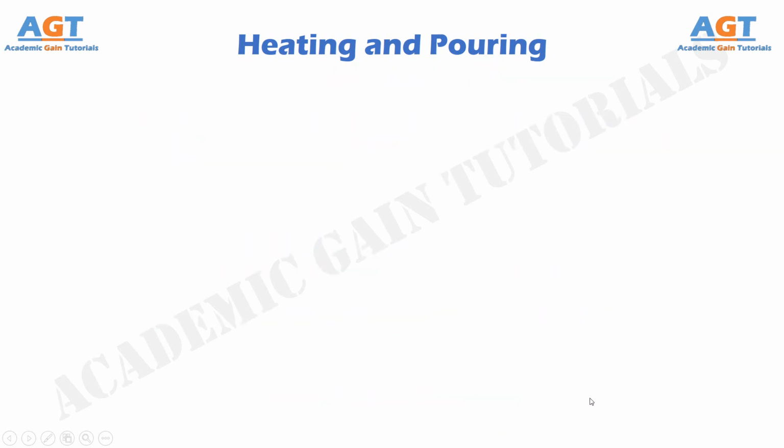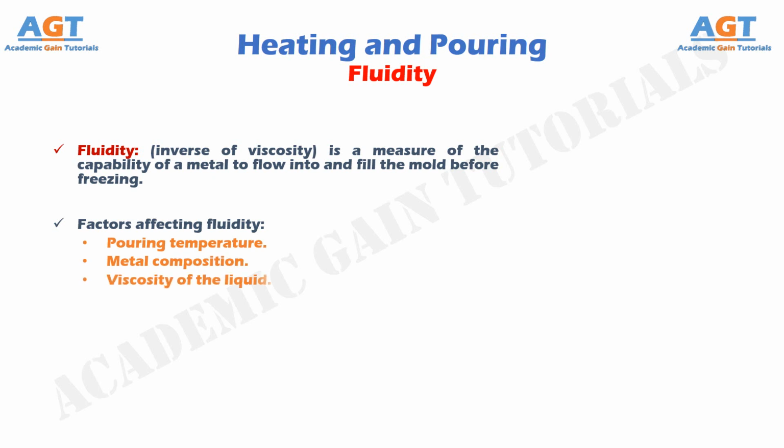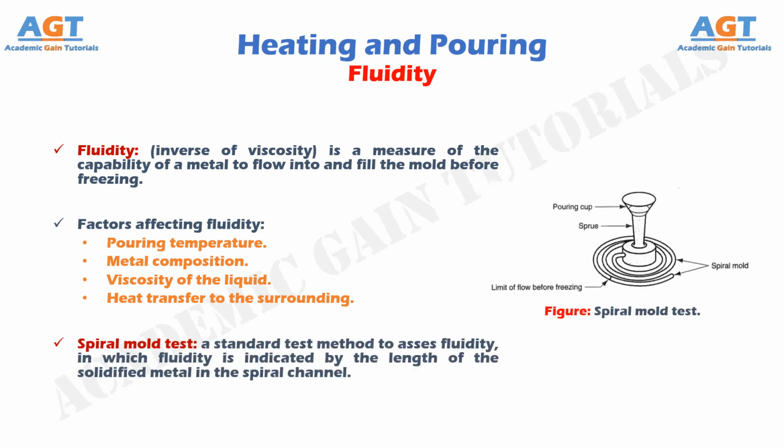Fluidity. Fluidity is the inverse of viscosity. It is a measure of the capability of a metal to flow into and fill the mold before freezing. The factors affecting fluidity are the pouring temperature, the metal composition, the viscosity of the liquid, and the heat transfer to the surrounding.